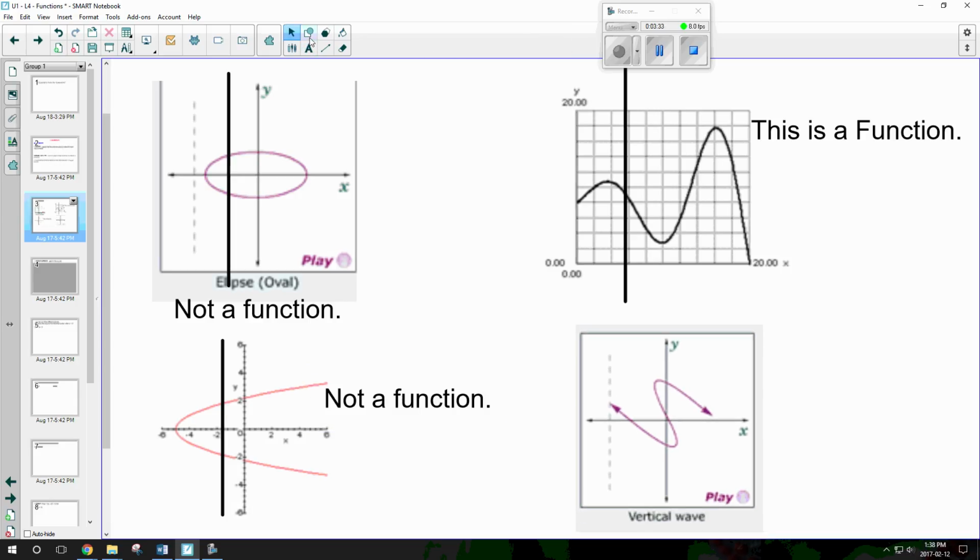And then let's take a look at our last graph here. Again, we take this vertical line, drag it across. So far, so good. Oh, but at this point here, it actually hits at more than one point. It hits at 3 different points on our graph. Even though it doesn't on this side and it doesn't on this side, because it hits at multiple points in the middle, it's not considered a function.